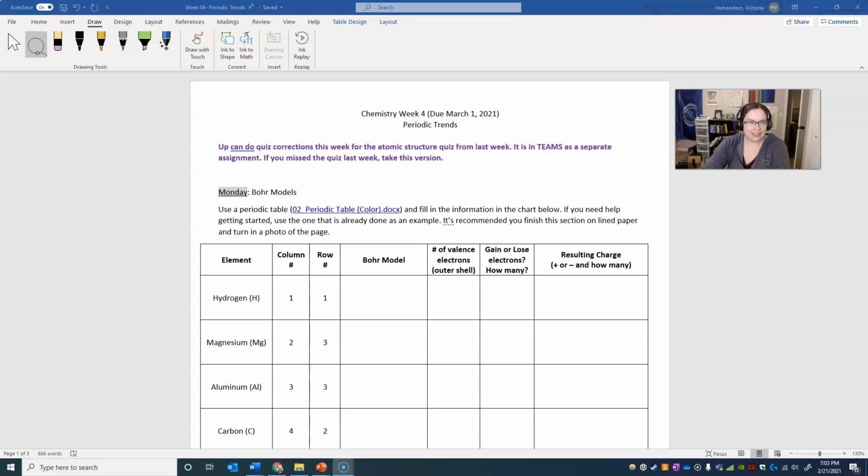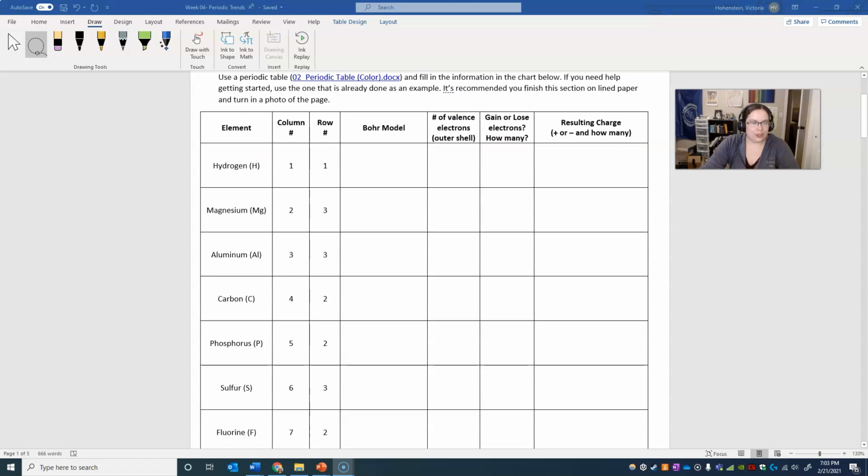What you're going to do today is draw Bohr models and fill out this chart. If you don't have a way to draw on your computer, most people don't, I recommend you do this on a piece of lined paper and upload an image of your work. I'm going to go ahead and do one of them with you to help you get started. I'm going to do carbon because it's kind of strange in terms of number of valence electrons. You'll see what I mean in just a second.